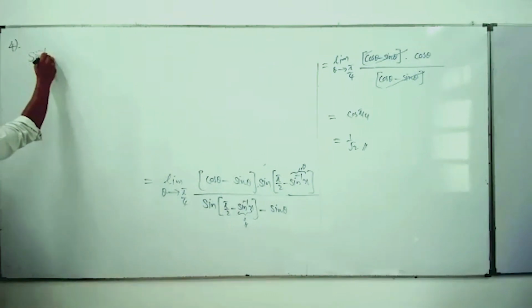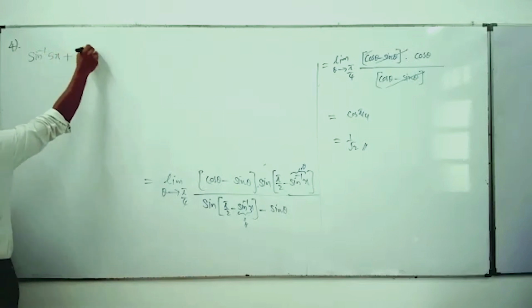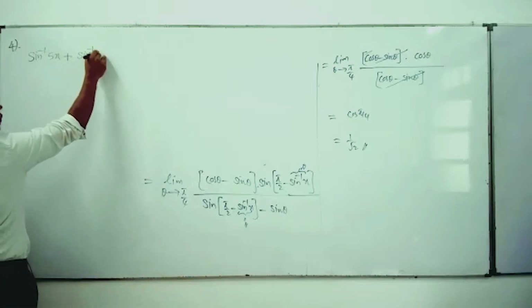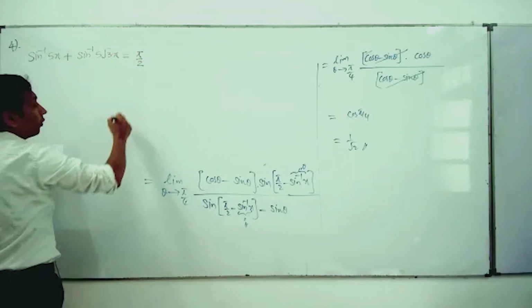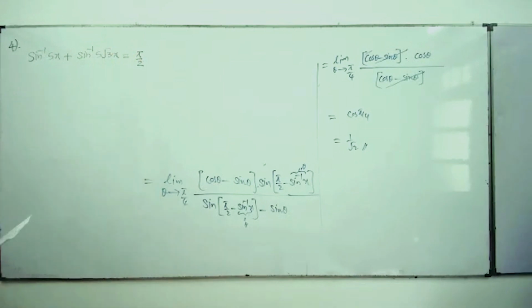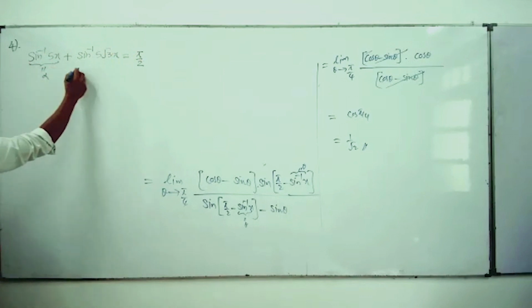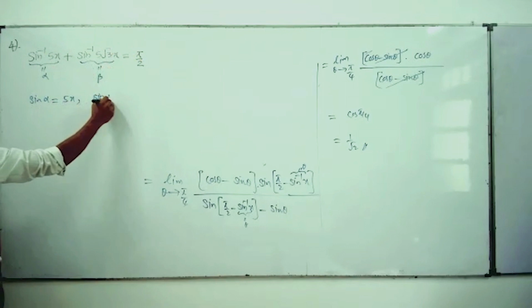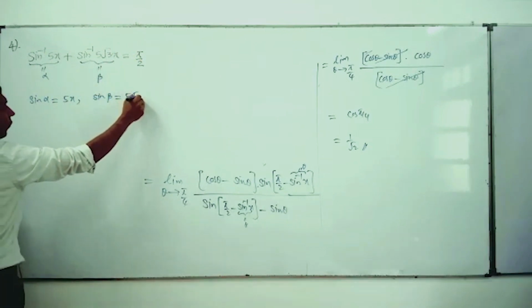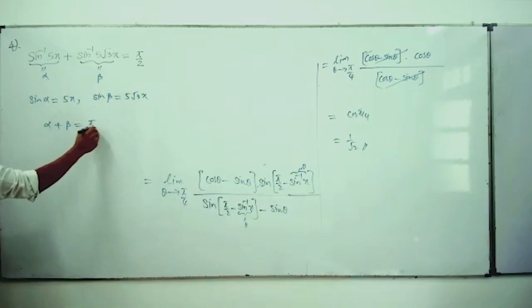sin inverse 5x plus sin inverse 5 root 3x is equal to pi by 2. You can take this as your alpha, this as your beta, then sin alpha is 5x, sin beta is 5 root 3x. Then the given equation becomes alpha plus beta equals pi by 2.